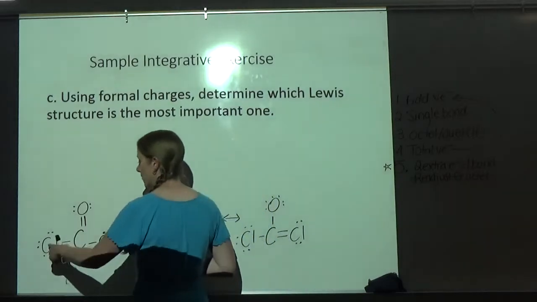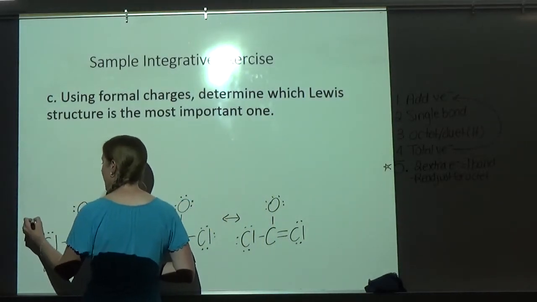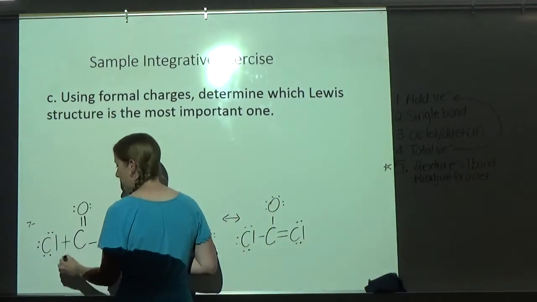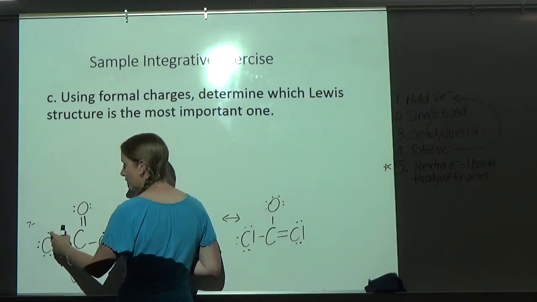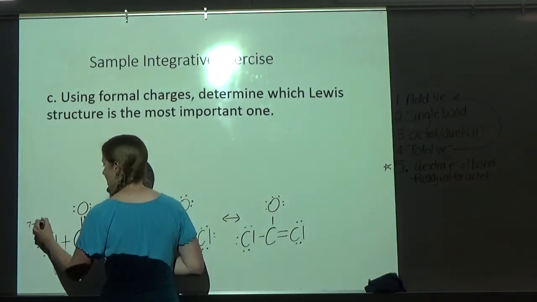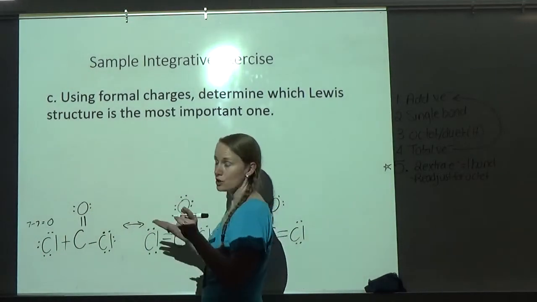Okay, so here we have Cl. Cl starts out with 7 valence electrons because, of course, it's in group 17. And remember, I'm going to split the bond. So I gave it 1, 2, 3, 4, 5, 6, 7. So 7 minus 7 is 0. So that Cl has a 0 charge, or formal charge.